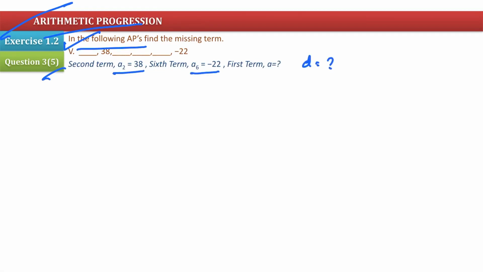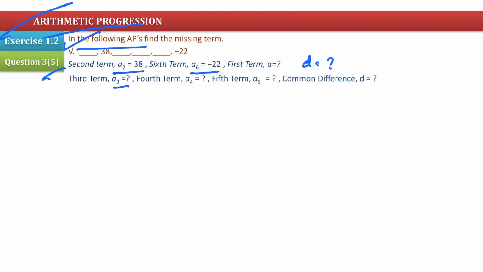So the question is like this: A they have not given, A2 they have given, A3 they have not given, A4 and A5 they have not given, and they have given A6 as minus 22. So now, the first step, whatever they have given, we have to write. A2 as 38 they have given, A6 as minus 22 they have given. The first term A and the common difference D they have not given.